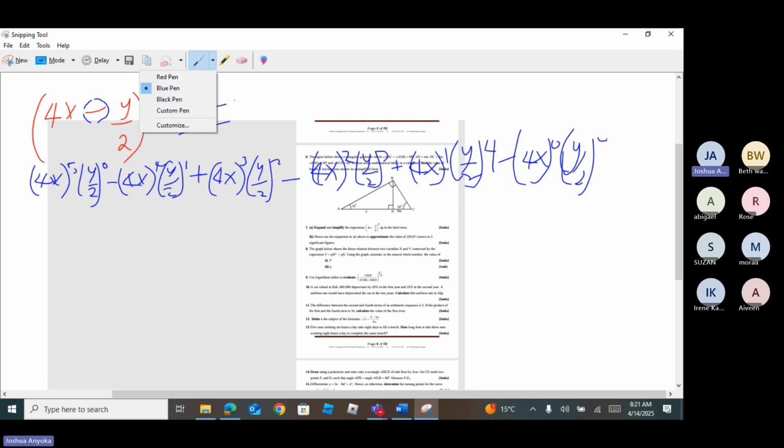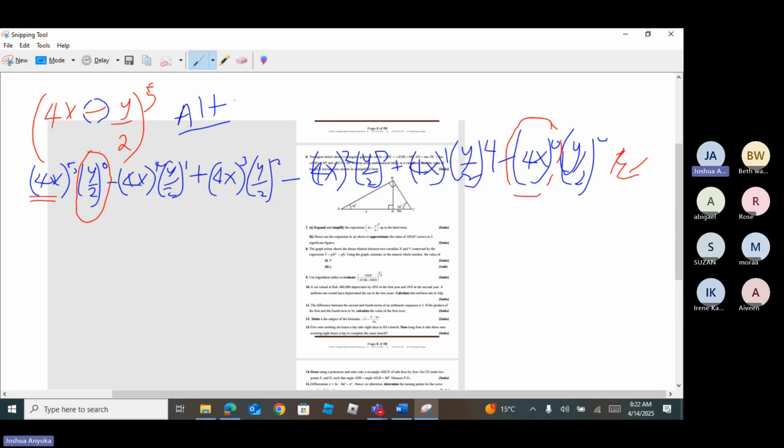In an exam situation, we don't need this one, because anything raised to the power of 0 is always 1. Then evaluate. So the art of expanding, this one is expansion without coefficients. Then you go ahead now to evaluate. We expand what is in brackets. So 4 raised to power 5, I think is what?